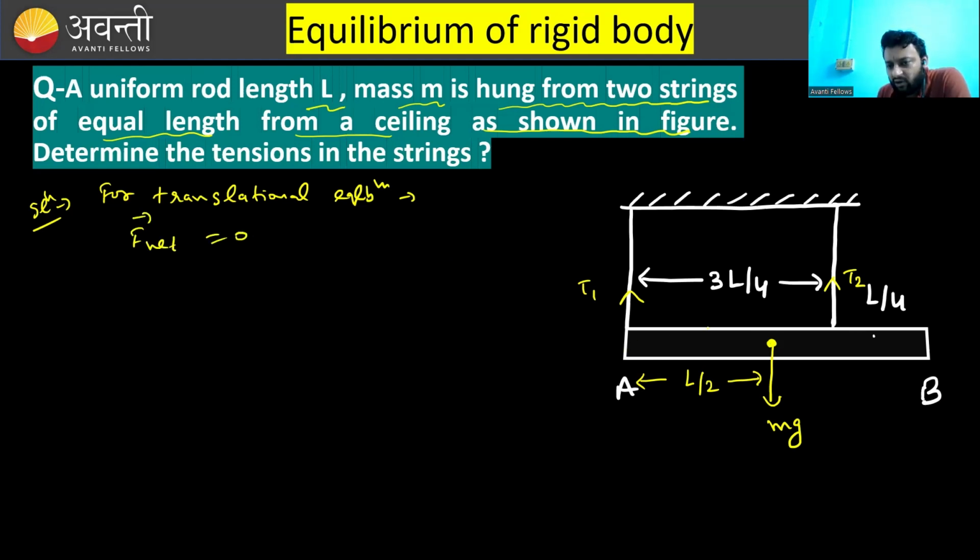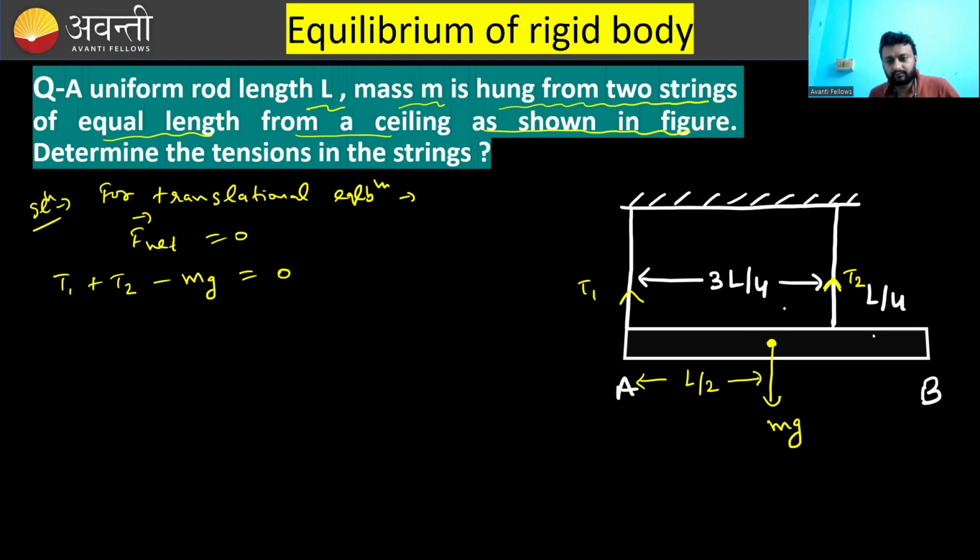How many forces are acting on the rod? One force is T1 acting upward, another force is tension T2 which is also acting in the upward direction, and another force is mg acting in the downward direction. So what can I write? Taking upward as positive, I can write T1 plus T2 minus mg is equal to 0. Can you see those things? T1 is upward, T2 is upward, and mg is downward.